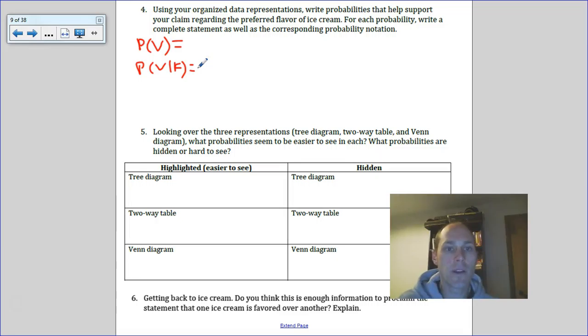So after we do that, you want to look over your representations and find out which ones are easier to see. So maybe as you're going through here, which of these are easier to find? Can I find the probability of just vanilla easily on the tree diagram, two-way table, or Venn diagram? Maybe which ones are easier to find, and you mark those as you go through there. And then going back to the ice cream, do you think there's enough information to proclaim the statement that one ice cream is favored over another? And give an explanation. So pause the video, come up with some probabilities, and restart it once you're ready to see probabilities that I came up with.